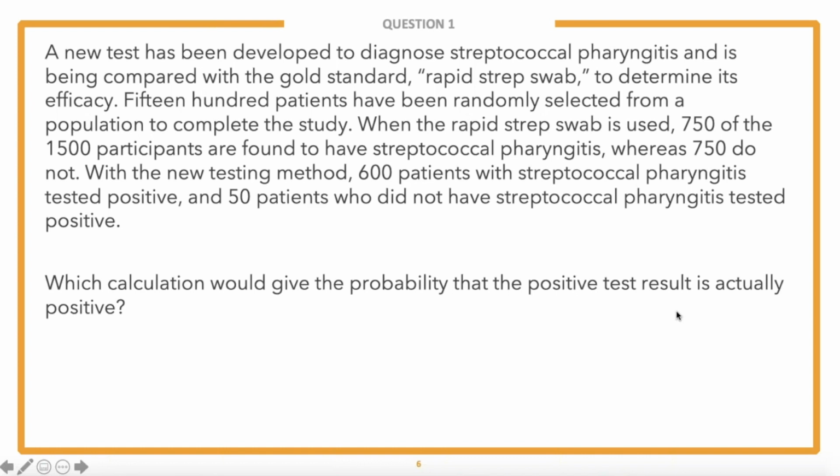A new test has been developed to diagnose streptococcal pharyngitis and is being compared with the gold standard, rapid strep swab, to determine its efficacy.